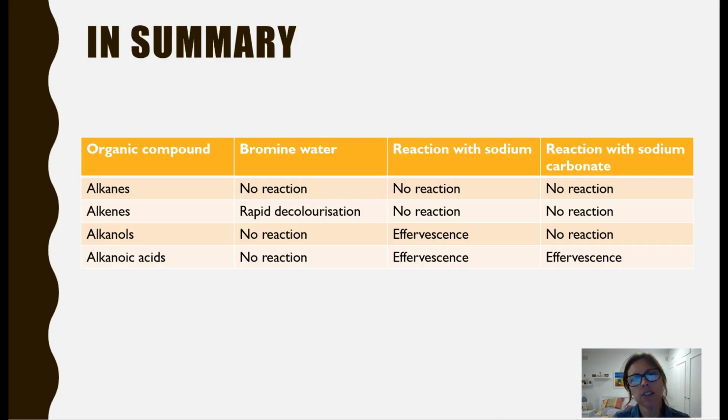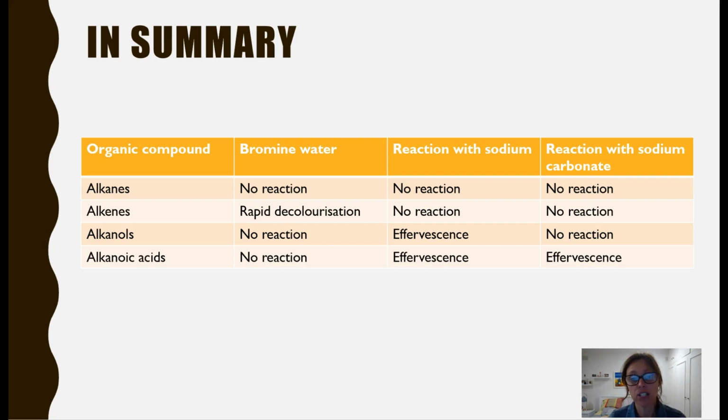So here's another little table, just a little bit of a summary showing some of these other reactions. We've got alkanes. If we put those in bromine water, no double bond, no reaction. It's not going to react with sodium either, and no reaction with our sodium carbonate. If we've got our alkenes, we put it in bromine water, there will be a decolorization, no reaction with sodium, and no reaction with the sodium carbonate.